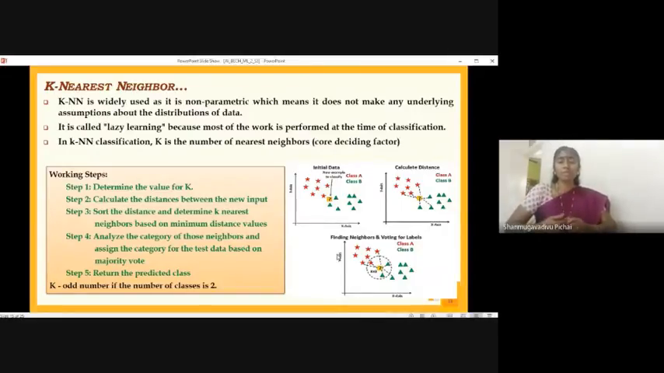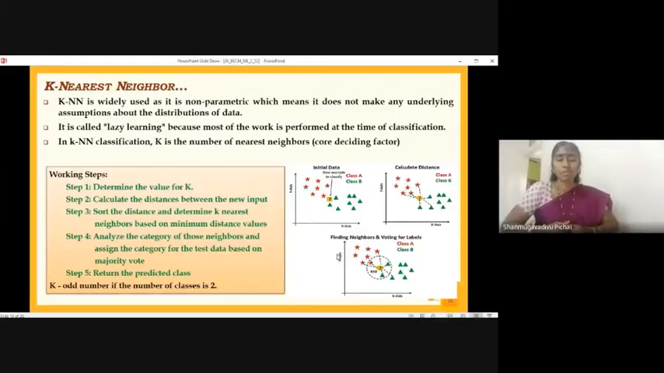So I'll come again to step number 3: sort the distances and determine k nearest neighbors based upon the minimum distance value. Then analyze the category of these neighbors and assign the category for the test data based upon the majority rule. So depending upon the minimum value, we decide which of the data points will get closer, and accordingly we proceed further with respect to the new points that we take. That's how the algorithm proceeds until all the data points are processed. Then we return the predicted class, that is, we are able to come up with the ultimate objective of working on this algorithm.